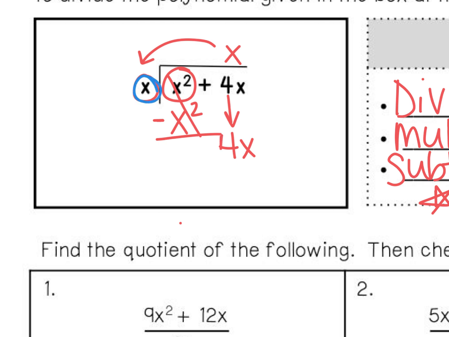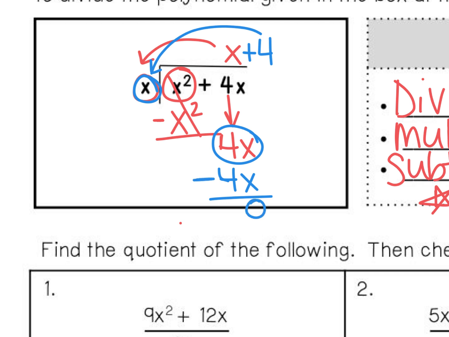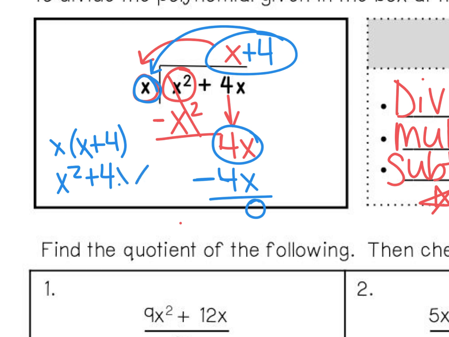So now we're saying, what times x is 4x? What kind of 4? A positive 4, and we're going to multiply. 4 times x is 4x. We're going to subtract it or change the sign, and we get 0. So my quotient, or my answer, is x plus 4. We could check it. We could say x times x plus 4. And when we distribute, we do get x squared plus 4x. So it works. Okay? I will show you how to check that in the computer on Desmos tomorrow.